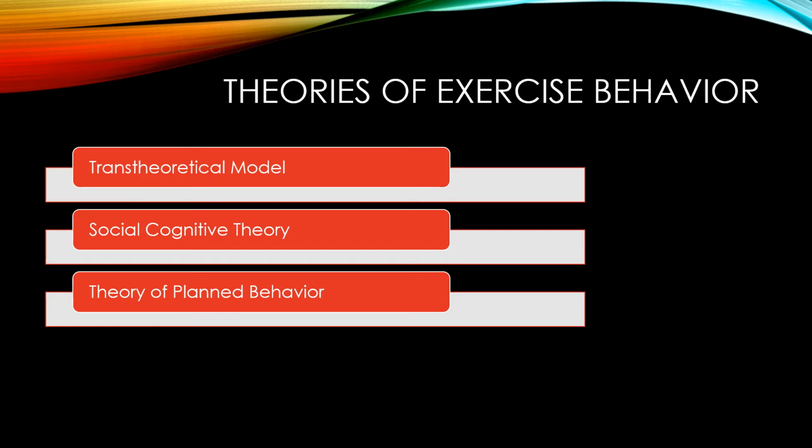While there are many theories that relate to exercise behavior, today we'll be discussing three. We will be discussing the trans-theoretical model, the social cognitive theory, and the theory of planned behavior. Let's get started.